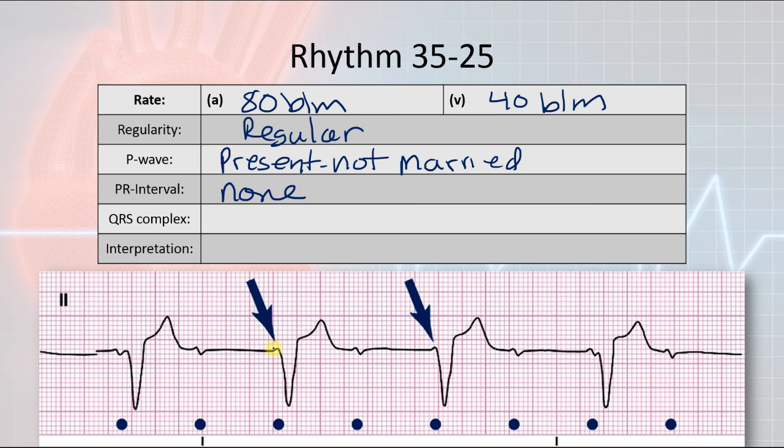What the arrow here is showing is that that extra little bump right there is not part of the QRS complex. So you don't want to take that into consideration when measuring your QRS complex. Same thing right here. So let's start right here with this one. There's 1, 2, looks like 3, 0.12 second. And our interpretation would be third degree heart block.